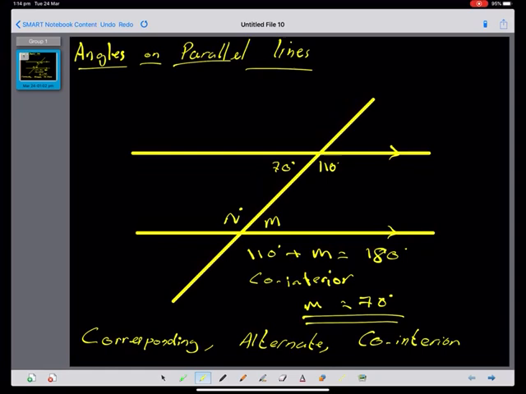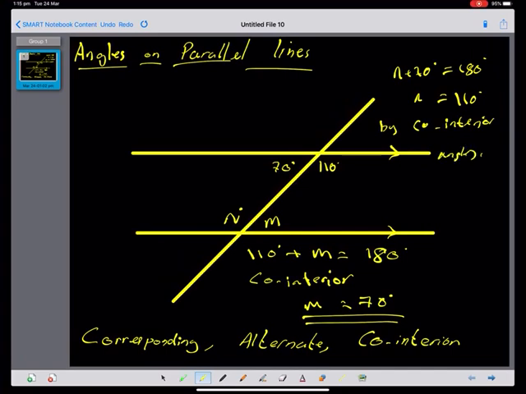Okay, so n plus 70 is going to equal 180. Why? Because n and 70 are co-interior angles. So what do we need to add to 70 to get to 180? That's going to be 110 by co-interior angles.